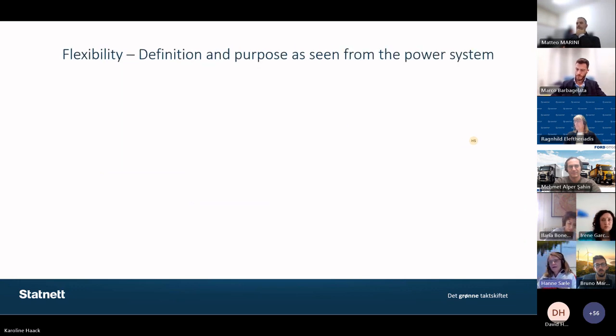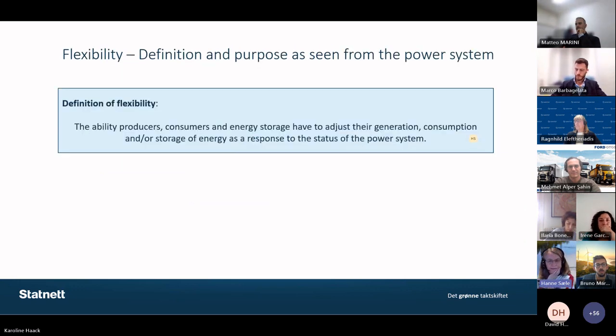In our work, we have defined flexibility as the ability that producers, consumers, and energy storage have to adjust the generation, consumption, and/or storage of energy, and that should be as a response to the status of the power system.